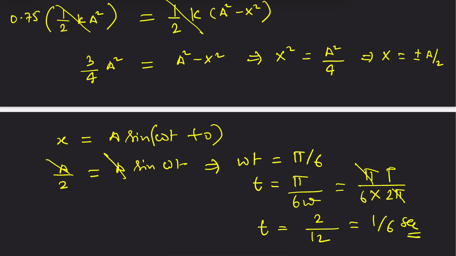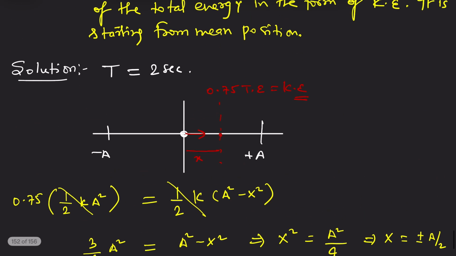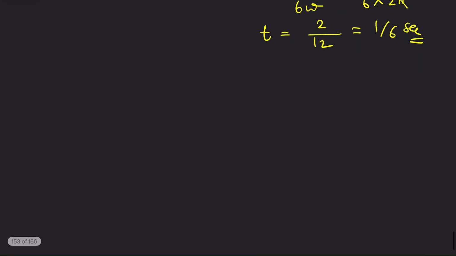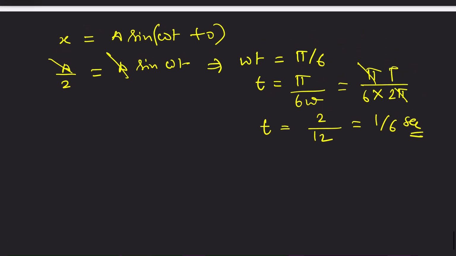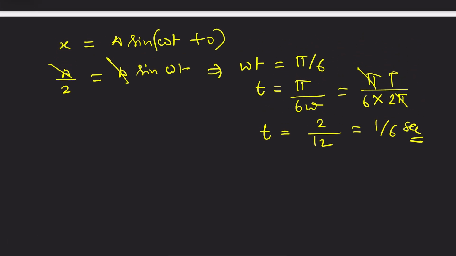So let's say it is going from mean position to this side, then also it is going to take 1 by 6 second. And if it is going this side, then also it is going to take 1 by 6 second only. That is for sure. So I have solved it in one way. Now I hope you understood the idea of this question. Now let's take one more question.